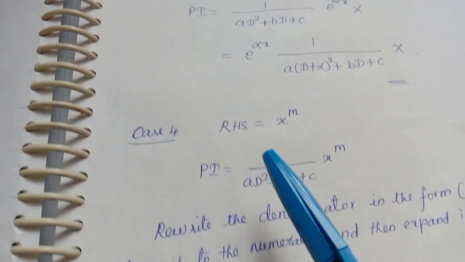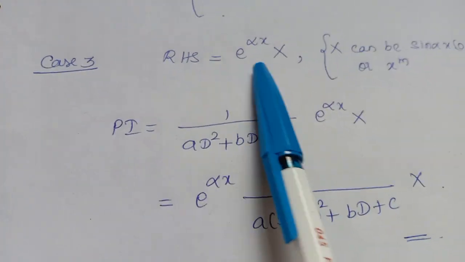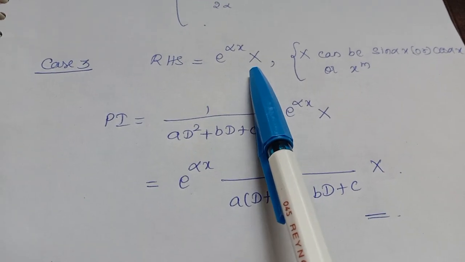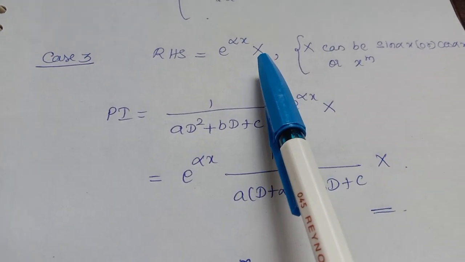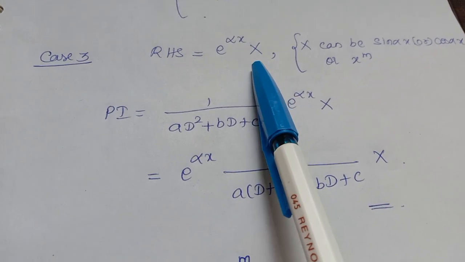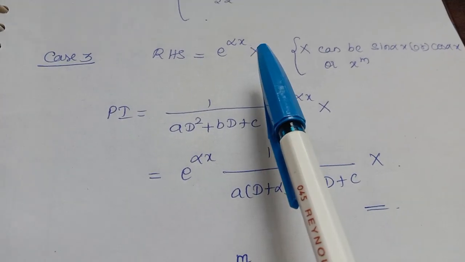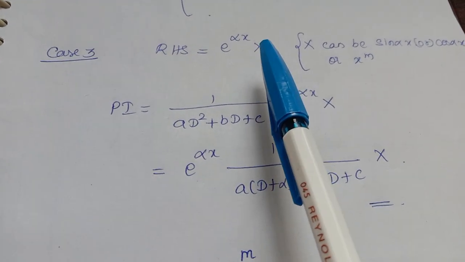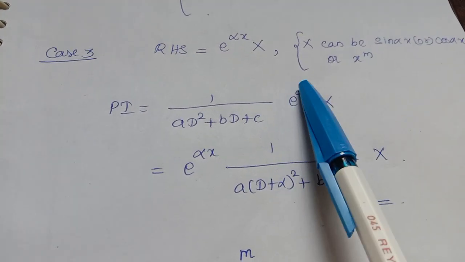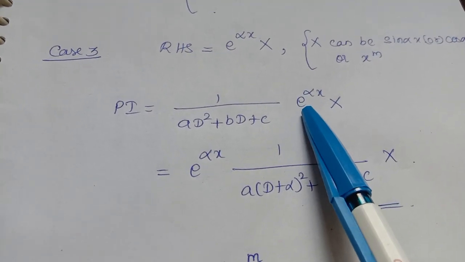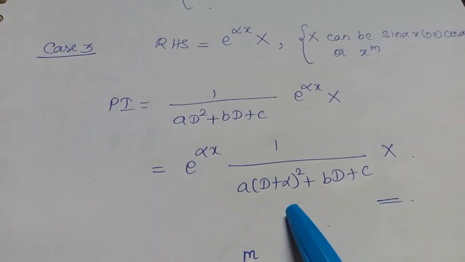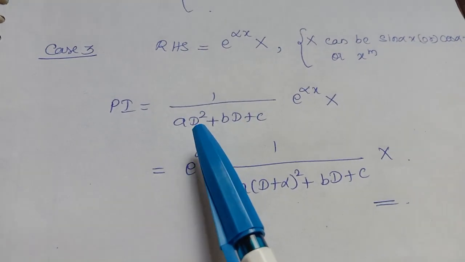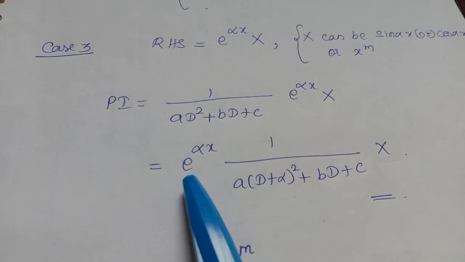Then the final case is the right hand side of the form e power alpha x into capital X, where this capital X can be any of the previous cases already discussed. That is, it may be x power m, or sin alpha x, or cos alpha x. Here the particular integral is obtained in two steps. The first step, we are going to eliminate this e power alpha x. For eliminating this, we replace d by d plus alpha, and keep this e power alpha x in the front.